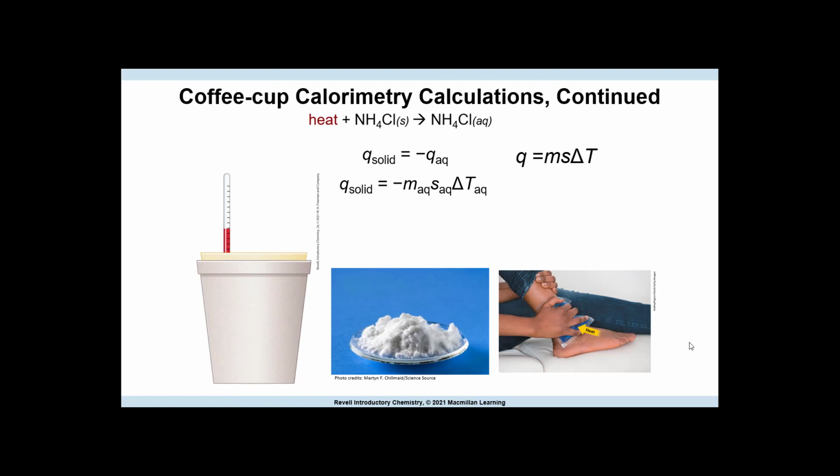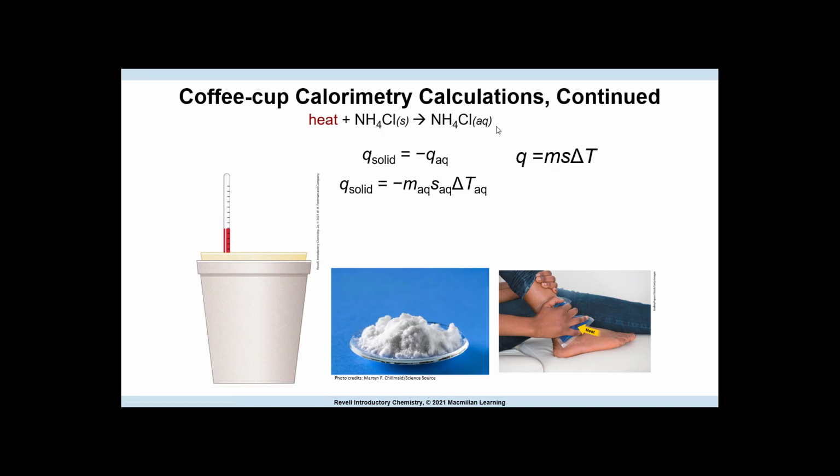Let's look at a second example involving coffee cup calorimetry. Aluminum chloride has an unusual property. It absorbs heat when it dissolves in water. This compound is used in instant cold packs because it takes heat from its surroundings. We can write this endothermic reaction like this. So you see the heat plus ammonium chloride, which is solid, produces ammonium chloride in aqueous solution.